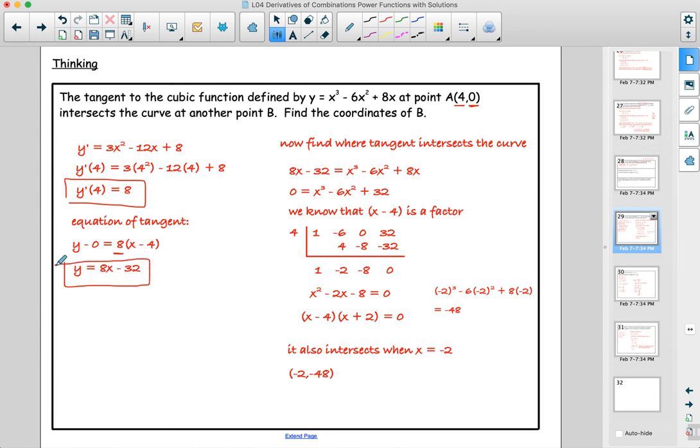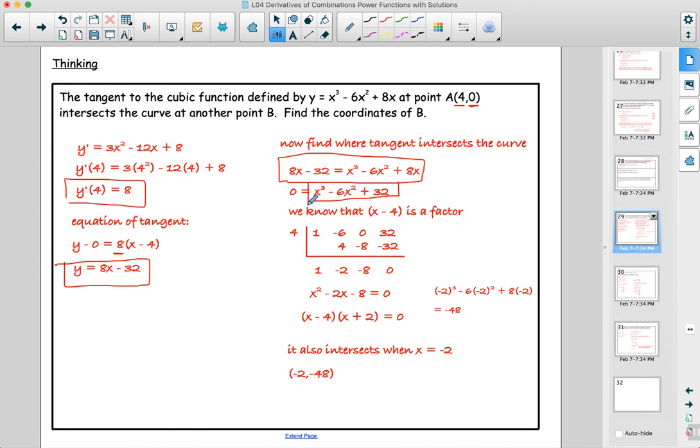And as I mentioned before, now we want to find where that equation of the tangent intersects this curve, because it intersects it at some other point. So I'm now going to write 8x minus 32 is equal to x cubed minus 6x squared plus 8x. This is how you find the points of intersection. If we isolate now, we'll get x cubed minus 6x squared. 8x minus 8x is gone, bringing the negative 32 over, I get plus 32. So I now need to find the roots of this.